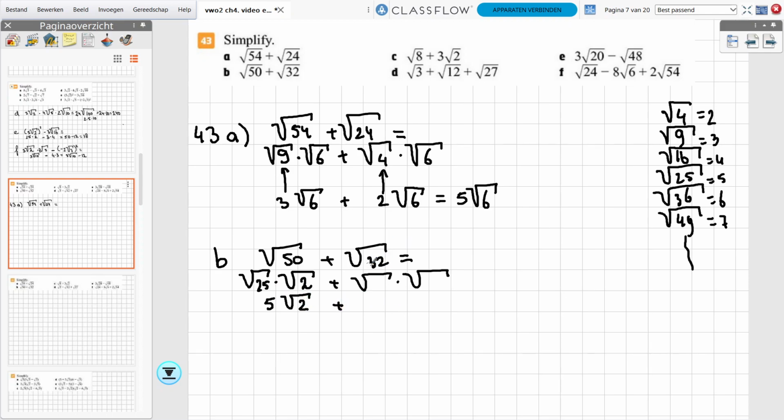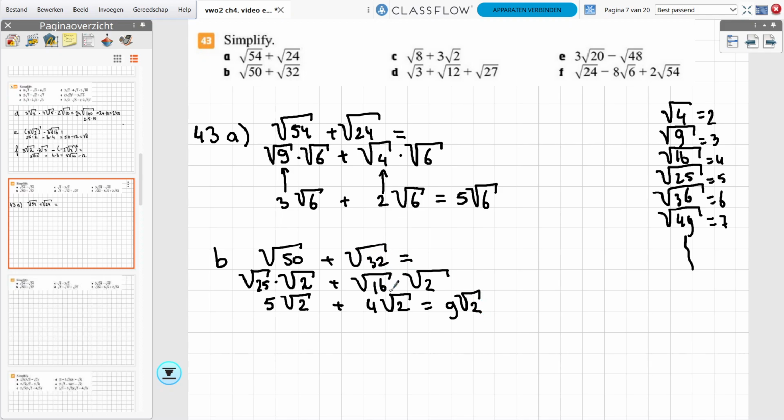Let's try this for root 32. I start from 25 because 36 and up is bigger. 25 doesn't work, but 16 works. So you do 16 times 2, because 16 times 2 is 32, and 25 times 2 is 50. And this works because root 16 is 4, so 4 root 2. And alas, you find two like roots. So this is the same as 9 root 2.